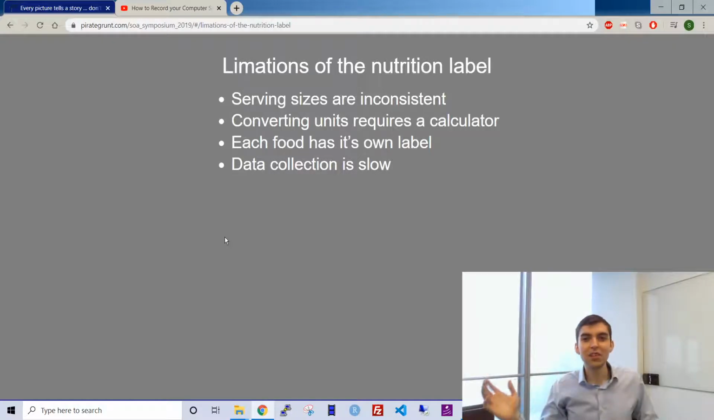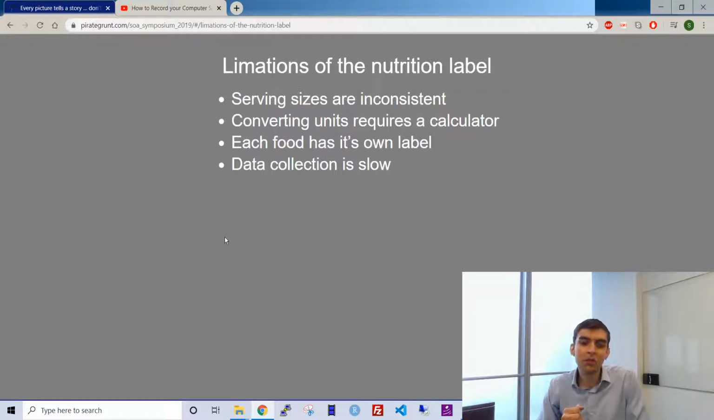There are some limitations to this as a data source, right? The serving sizes have to be consistent. The units have to be in consistent format. Each food has its own label. So if I go to a grocery store and I get an entire shopping cart, each item has its own label, right? Its own disparate data source.